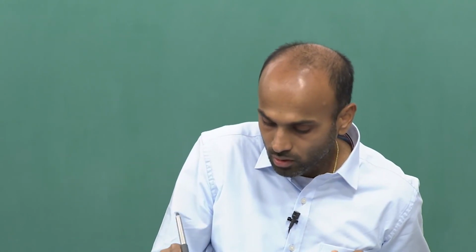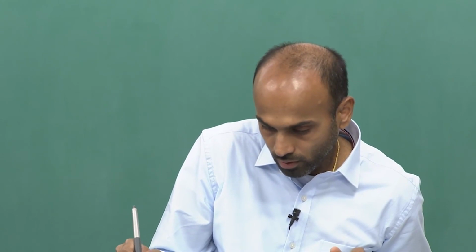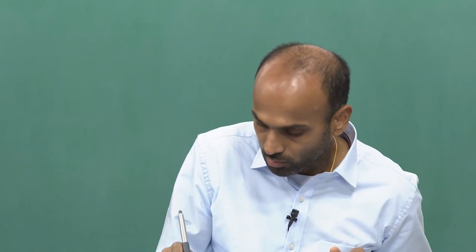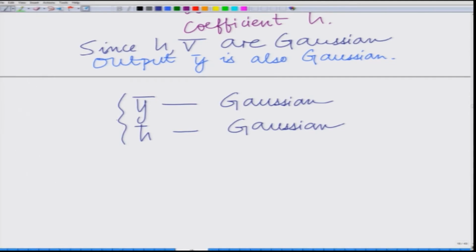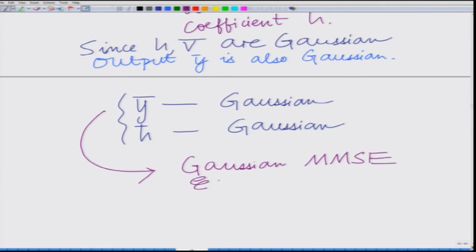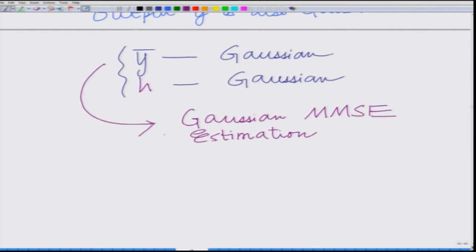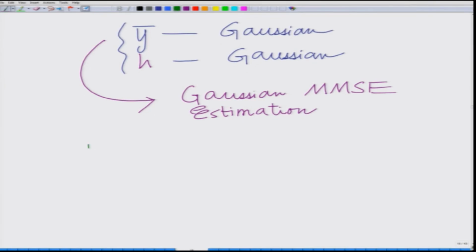So, Y bar is Gaussian, this is an important aspect, H bar is Gaussian. Since both of these are Gaussian, we can use the Gaussian MMSE result for the Gaussian MMSE estimator, where the observation vector Y bar and the parameter H are both Gaussian. Towards this end, first let us find the mean of the observation vector Y bar.